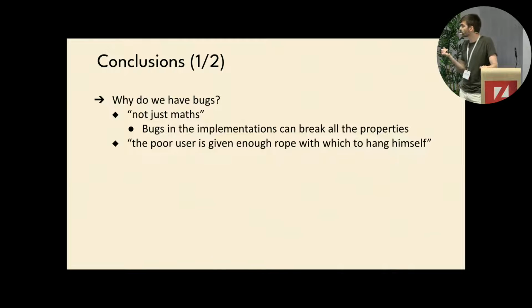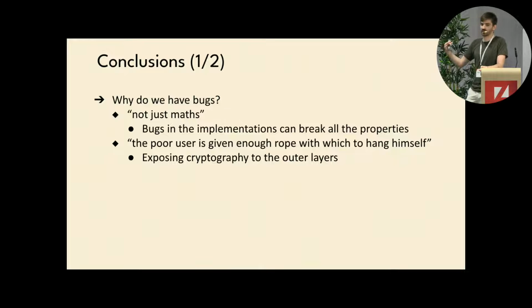The second one is a quote that David Wong told me when we were working on our project, and it's basically a quote from Ron Rivest, for one of the proposals for the specification of digital signature schemes. The quote is that the poor user is given enough rope with which to hang himself. And I think in ZKP, when we develop using SNARKs, things are even worse because cryptography is exposed to the outer layer. So people can mess things up in a very bad way.